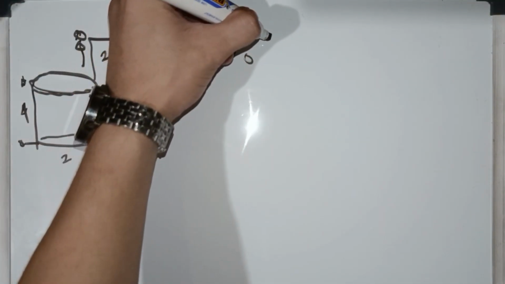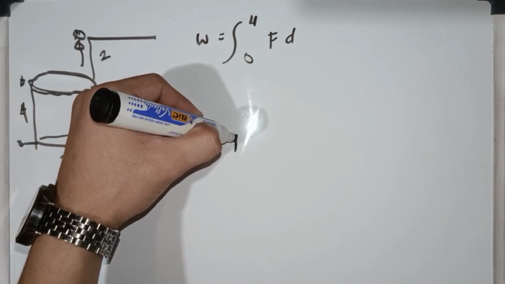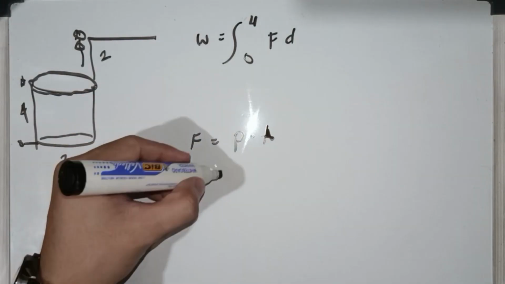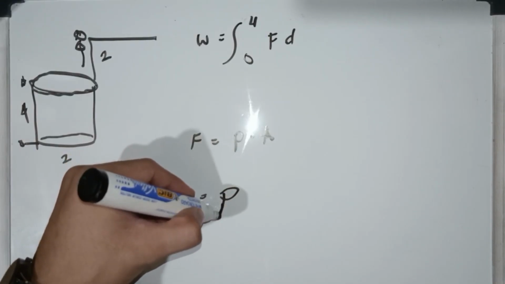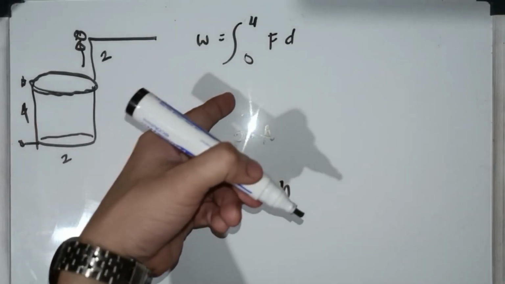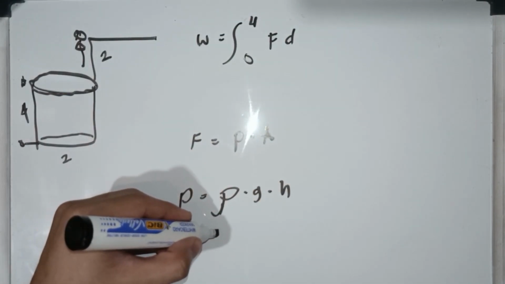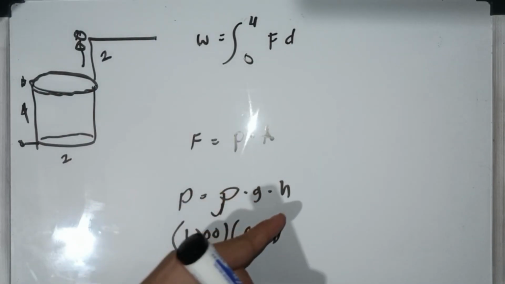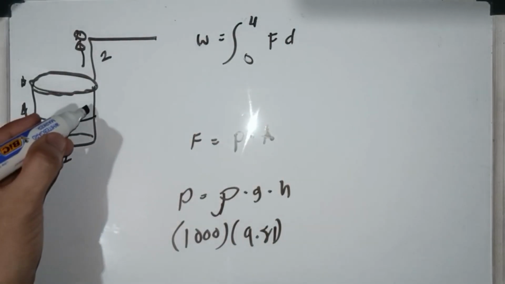So let's write the formula for F and D. We all know that the force is equal to the pressure multiplied by the area, and the pressure is equal to the density times the gravity times height. We all know that the density of the water is equal to 1000 kg per cubic meter. So 1000 multiplied by 9.81, and the height here is, let's get a strip here.